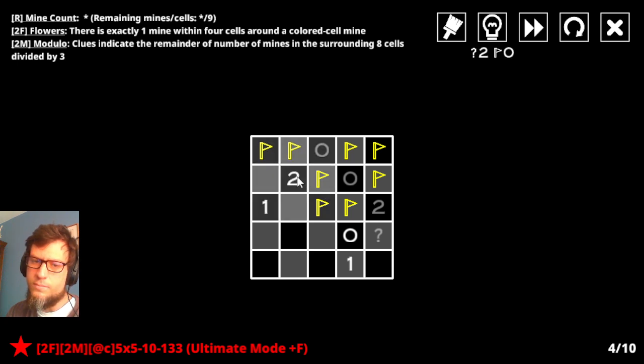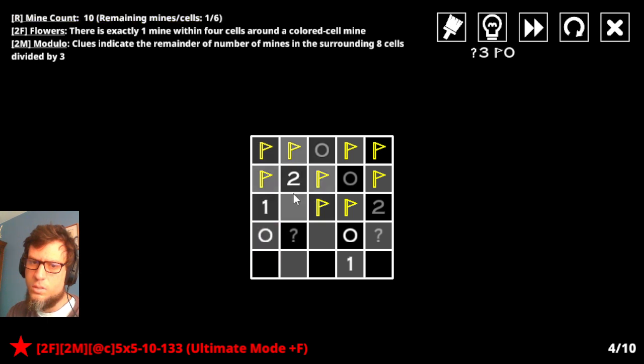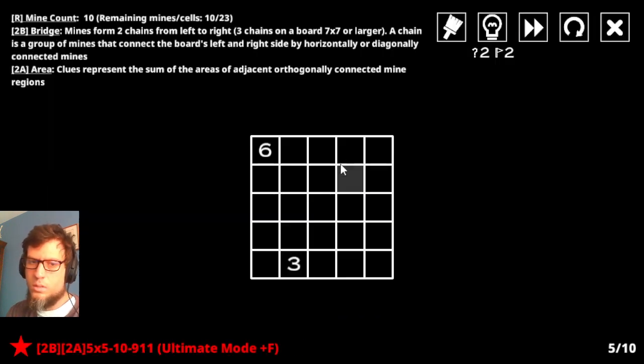This 2 needs to have 5, so it's one of these 2. And if this is a 1 and it's only one of those 2, it can't have 4, so these are gone. That is all or none. There are 2 mines left. One of them has to be around this 1, and the other has to be around this 1. That means the 0 has to be a 0. So that happens. Alright, this one. Oh, that's 0, that one. There. Okay. Bridge area. Okay.